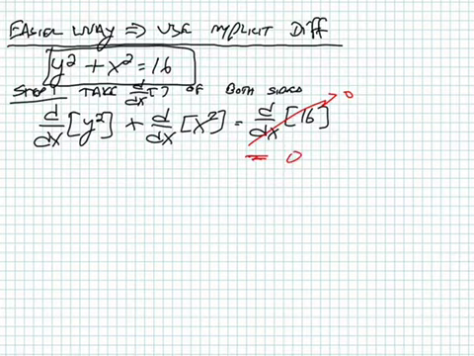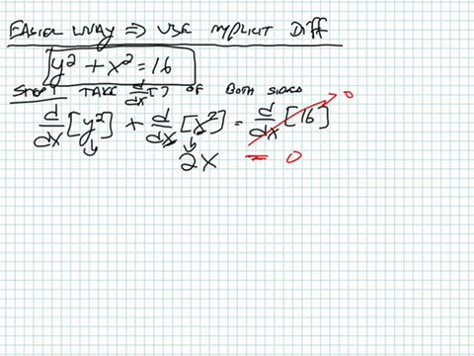Okay, so let's deal with the left-hand side. I'm going to do the easier one first. So the derivative of x squared, I'm not going to write the chain because the chain is 1. So the derivative of x squared with respect to x is just 2x, not a problem.